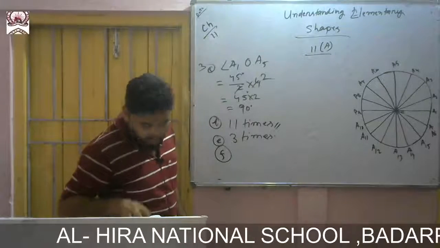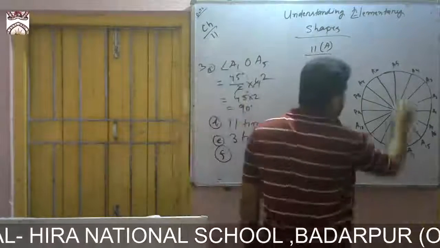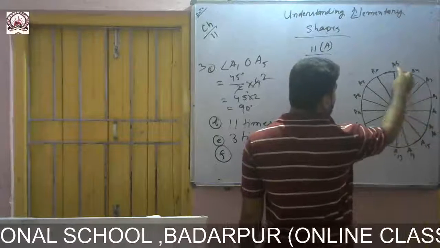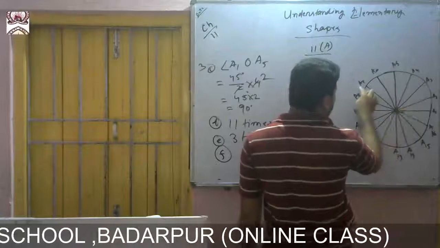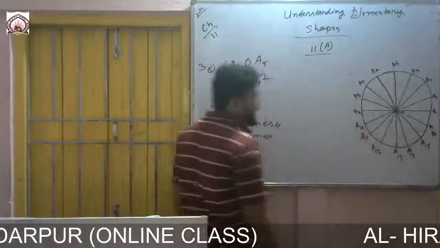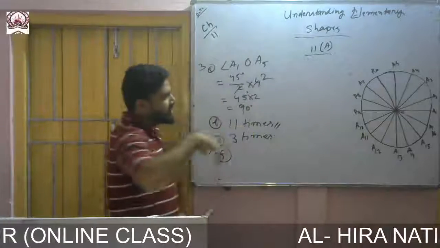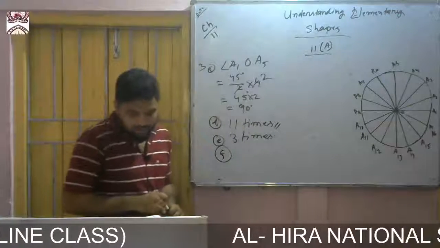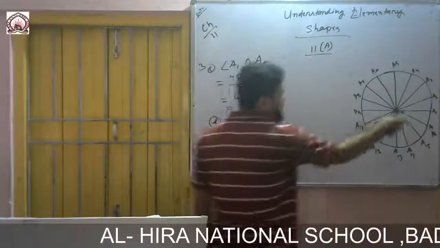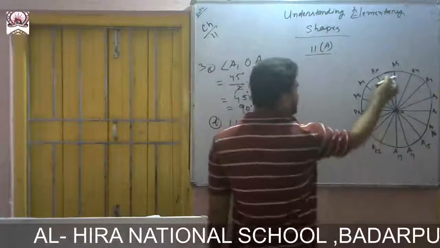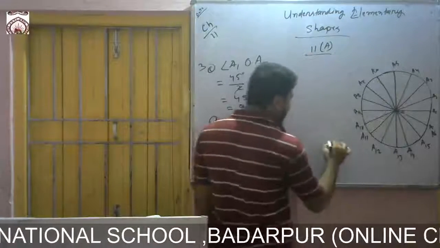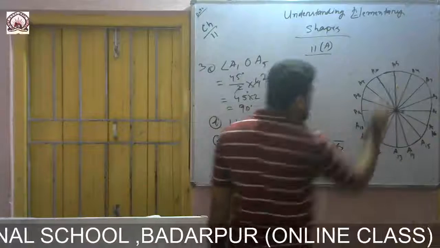A1, A5 O, A7. A5 O to A7. How many times? 1, 2. So out of 16, it is 2 times. You see, out of 16, how many times is it here? A5 O A7, 2. So out of 16, these are 2 parts only.